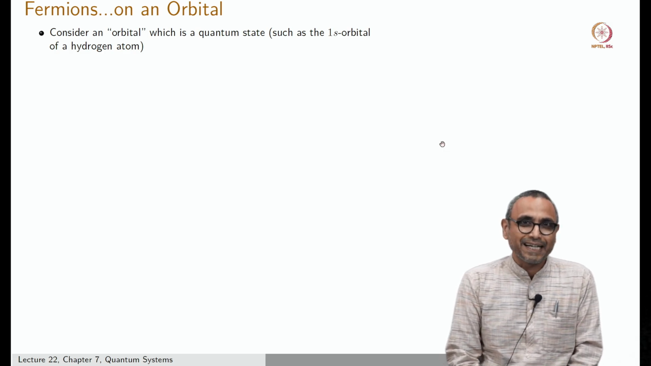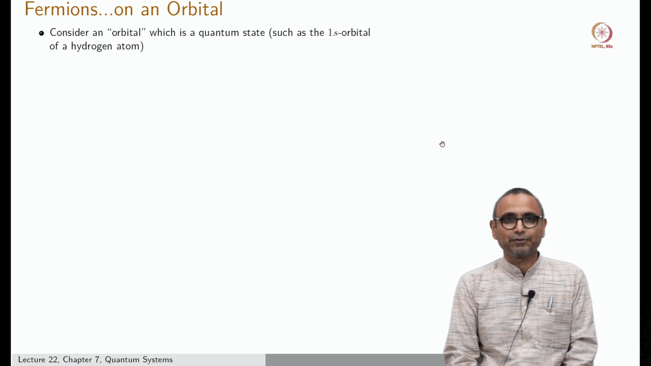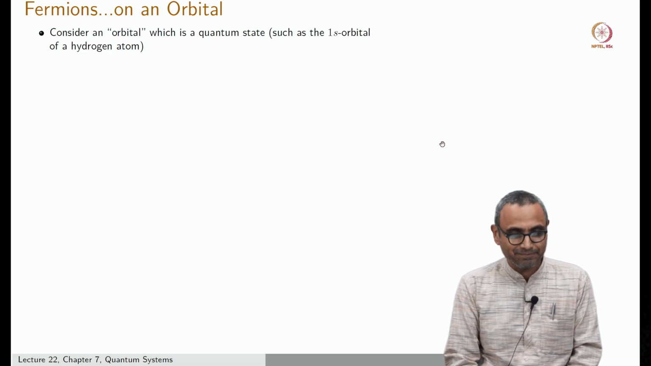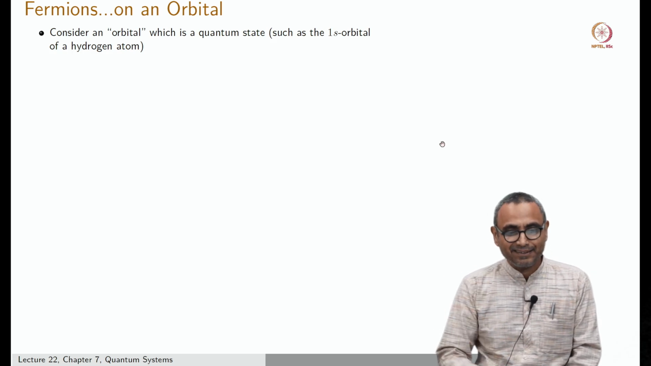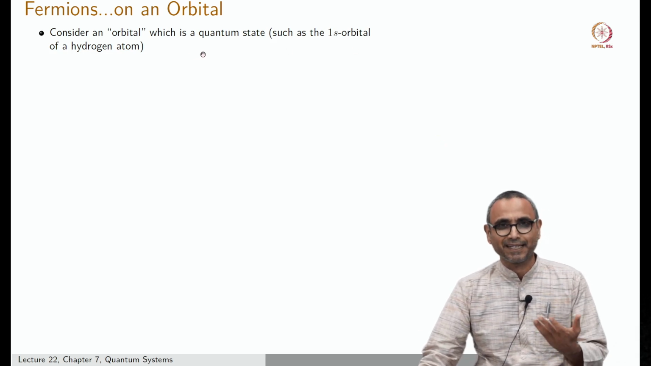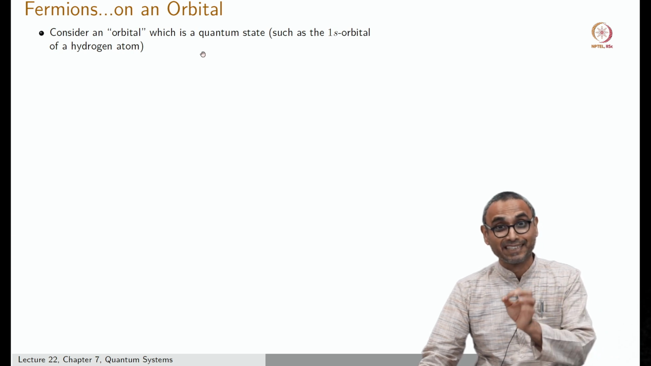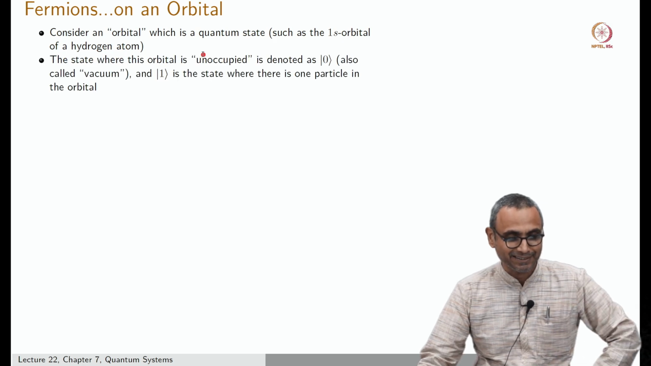So let's quickly revise some ideas about fermions, which I'm sure in your physics training at some point you would have seen. So think of some kind of orbital, which is some kind of quantum state, like some single particle state, such as a 1s orbital of hydrogen atom or something like this, or it can be like an orbital at the sites of our one-dimensional lattice where we placed qubits.